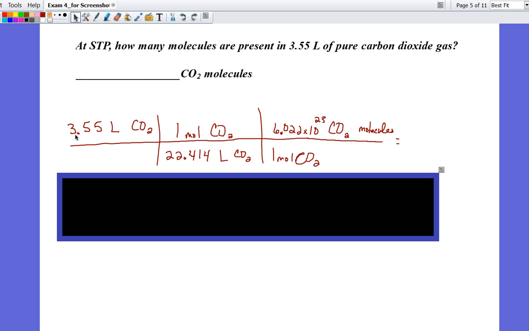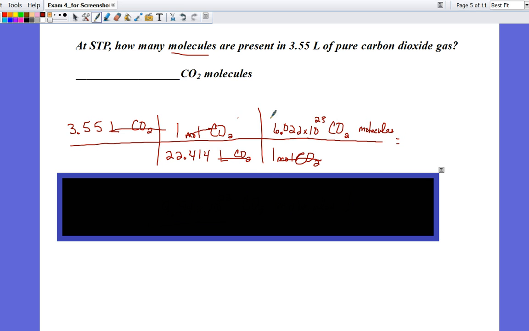Right here you'll see the 3.55 liters of CO2 at STP is going to occupy, for 1 mole of it, 22.414 liters. So this will allow you to go from liters of CO2 to moles of CO2. And since molecules are representative particles, we use Avogadro's number to calculate the number of representative particles. So once we have moles of CO2, 1 mole of CO2 is going to be Avogadro's number of CO2 molecules.